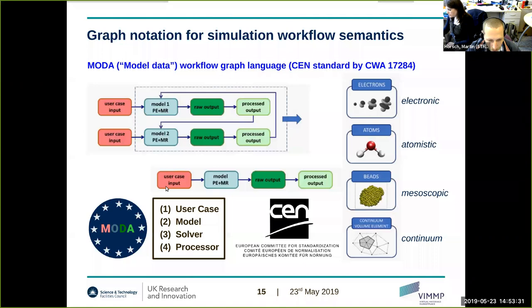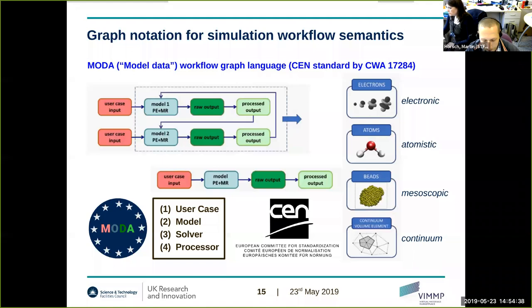And to recall the basic structure of MODA, MODA defines the four granularity levels of materials modeling that already go back to the ROM document: electronic modeling, atomistic, mesoscopic, and continuum level. And it defines four different types of sections or elements that characterize part of a simulation workflow. This would be the user case, the problem that we deal with, then the model, strictly speaking, so the basic physical approach that we follow theoretically, and then the solver, which is the numerical realization of the model, and beside this, processing, which is defined very generously to include anything that is not directly operating in terms of the variables included in the governing equations.